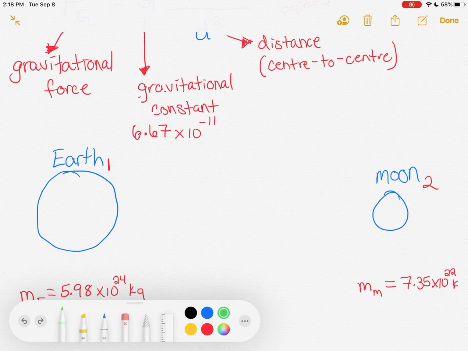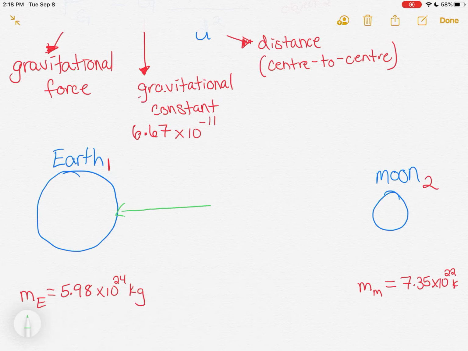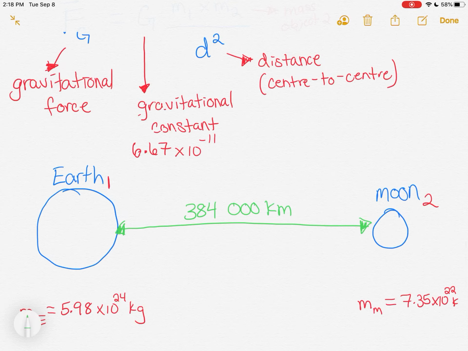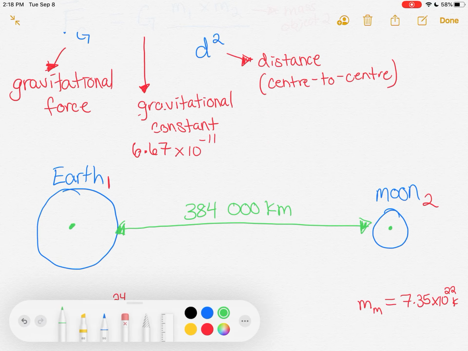All right, now the distance between the Earth and the moon is also a known value. It's 384,000 kilometers from the surface of the Earth to the surface of the moon. But what I want you to pay attention to is that to calculate that gravitational force, we need to know the center to center distance, which means we also need the radius of the Earth and the radius of the moon. So we're going to add those in there.